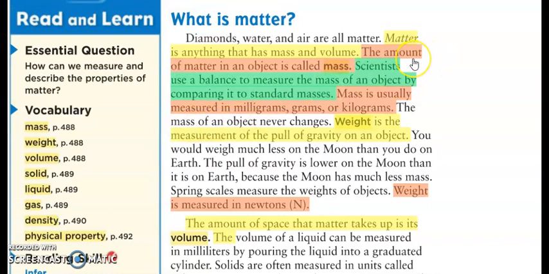Okay guys, so the amount of matter in an object is called mass. Scientists use a balance to measure the mass of an object by comparing it to standard masses. Mass is usually measured in milligrams, grams or kilograms. For example, if I asked you what your mass is, you would stand on a balance and measure your mass.